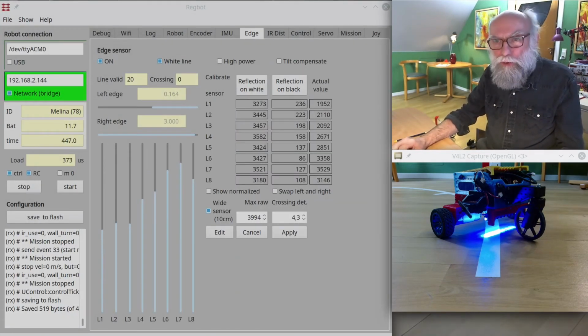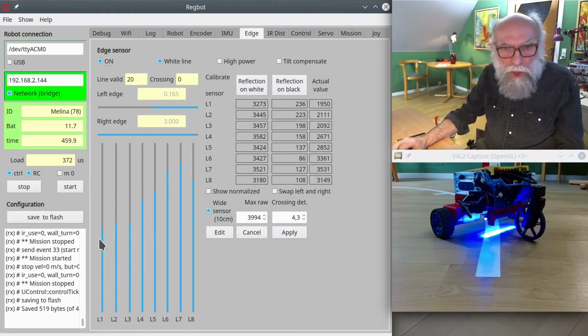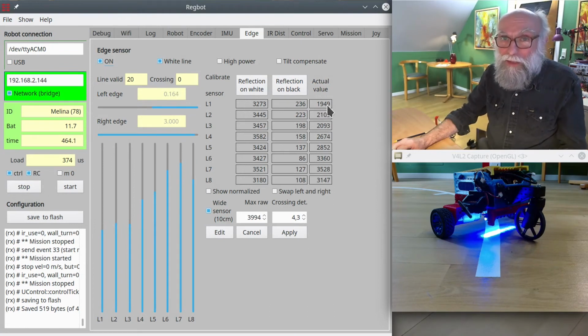Now we are going to use it. We can see the return values from all the sensors. We've got those here. And we can see sensor number 1 is the lowest one, and it has a value of 1,950-ish. And the highest one is about 3,500.